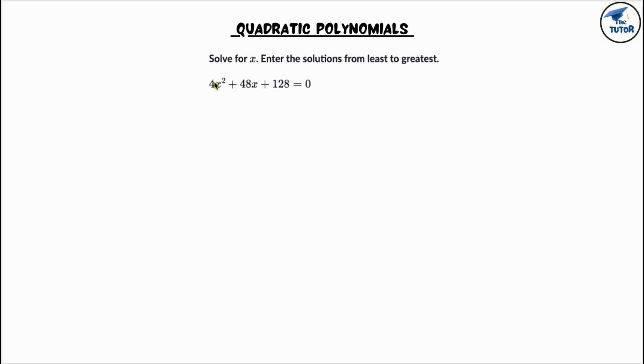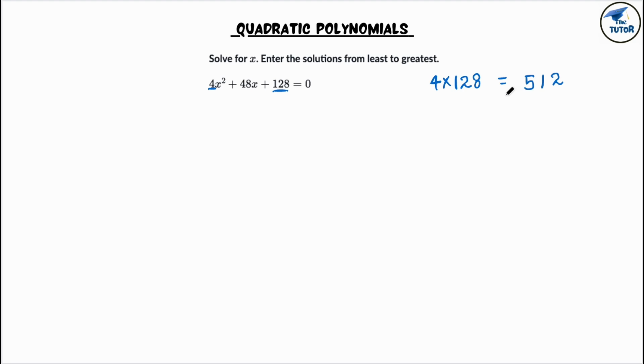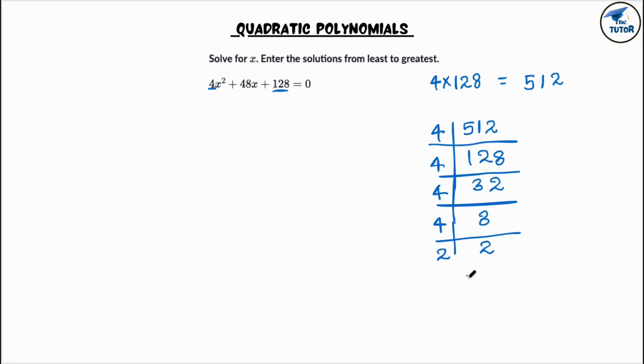What we are going to check first is the product of the coefficient of x squared, which is 4, and the constant 128. So 4 times 128 is equal to 512. Now let's factorize 512. We can write 4 times 4 times 2. Let's say this 4 is taken, this one is taken, and 2 is taken. What else is remaining? 2 4s, times 4 times 4.